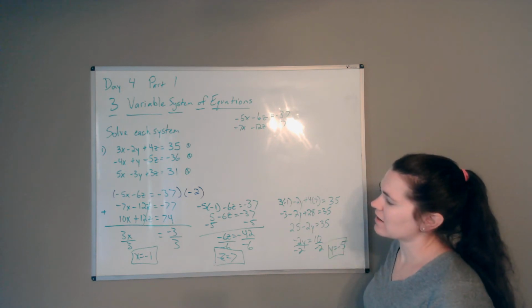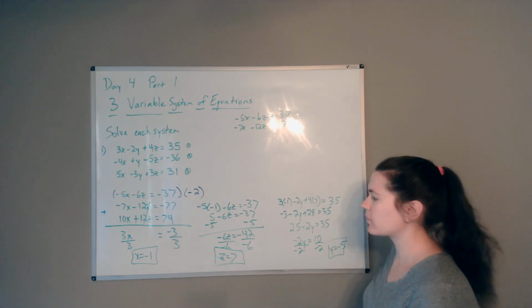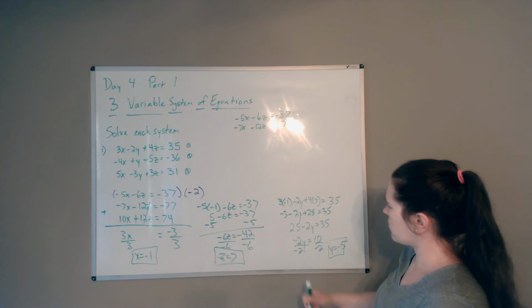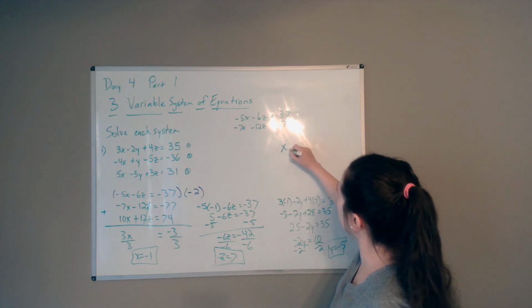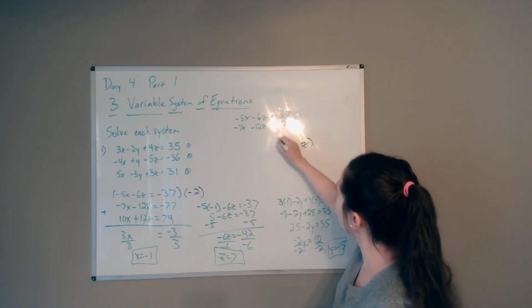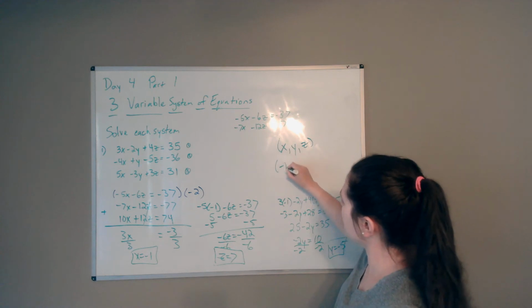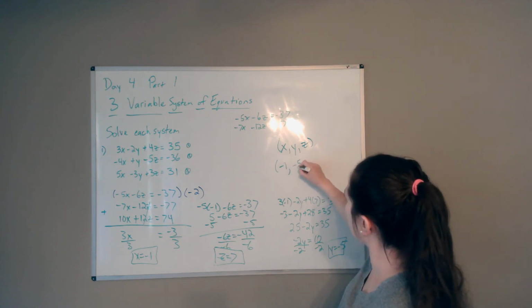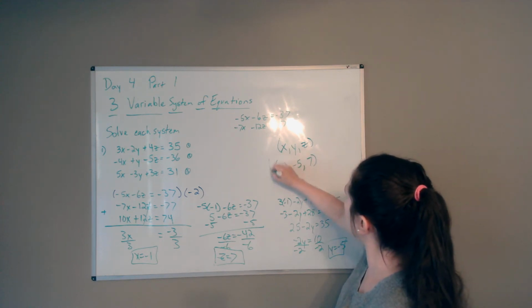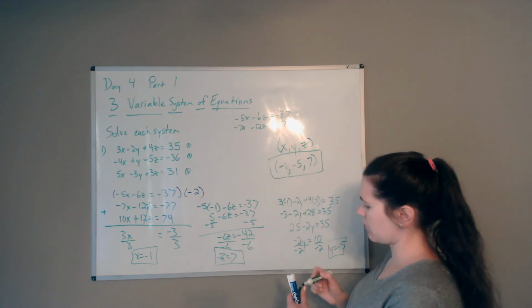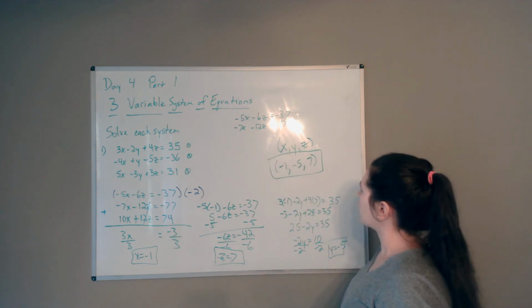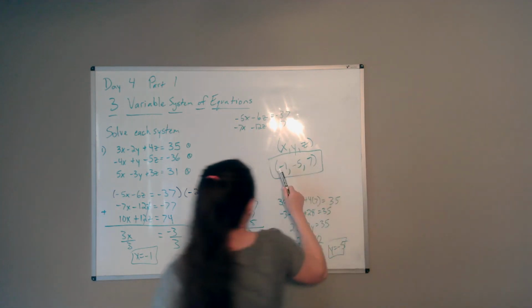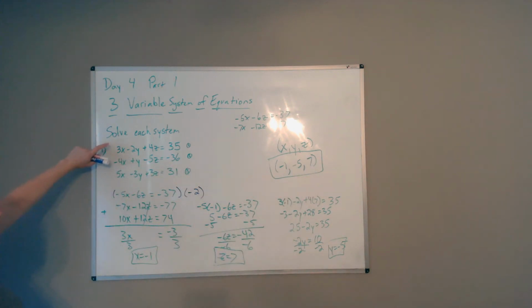And you give your final answer as an ordered triple. So you do it in alphabetical order. So we're going to write our answer x comma y comma z. So that's going to be negative 1 comma negative 5 comma 7. Okay, so to check your work, you go back, you take x, y, z, you plug it in, you make sure it makes the first equation true, the second equation true, and it makes the third equation true.